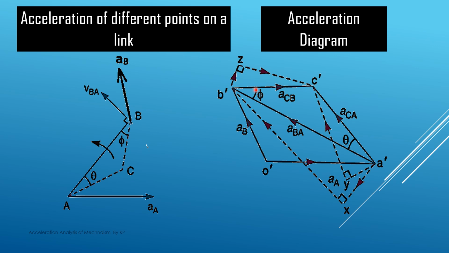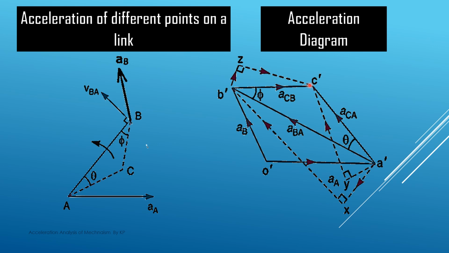We join C dash with B dash. This gives the acceleration of C with respect to point B. If we join C dash with A dash, we have the acceleration of C with respect to point A, and the direction is from A dash to C dash, and for the acceleration of C with respect to B, the direction is from B dash to C dash. This is one way when the angles are given.